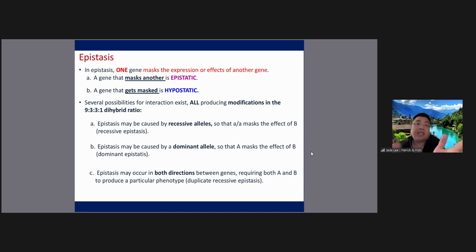So the several possibility that interaction exceed that all producing modifications in the 9:3:3:1 dihybrid ratio. For example, the epistasis may be caused by recessive allele. So that's small a and small a mask the effect of the B, which is the recessive epistasis. Because A dengan A ialah recessive kan? Yes. Right? But the mask yang dominant, betul tak? The mask effect of B besar tu, B besar ialah dominant, betul tak? Yes. Ya, so di sini kita panggil dia sebagai recessive epistasis.